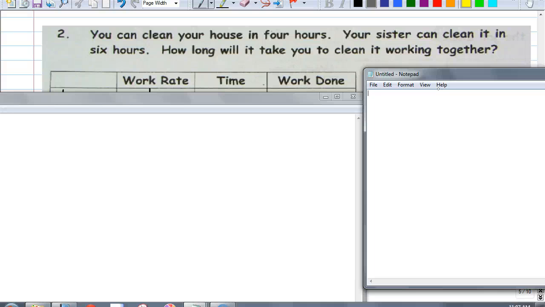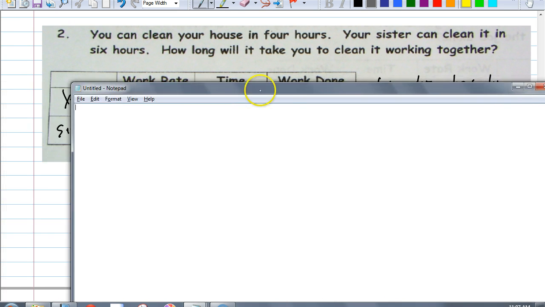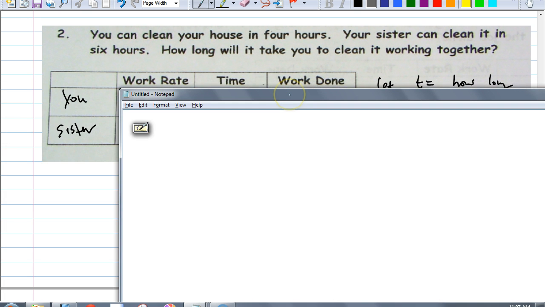Okay, let's declare our variable first. What's our unknown? Together. Very good. I said T. Is that okay? Okay, good. And so who could tell me, there are two people involved here? You and your sister. All right, Judy, what's my work rate? It says it takes me 4, so 1/4 is correct. Emily, what's the sister's work rate?